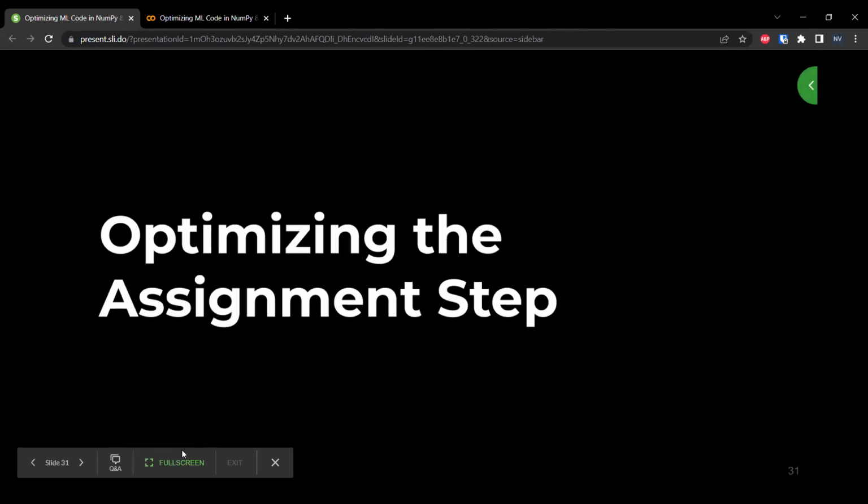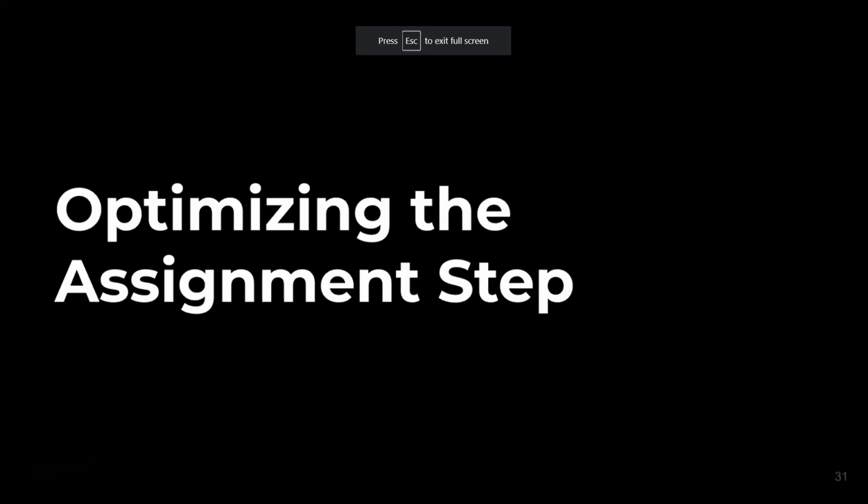Cool. Okay, now we're going to get into the meat of the presentation. This is the first of the two parts. We're going to be talking about optimizing the assignment step. This is the step where for every data point, we determine which centroid it belongs to.